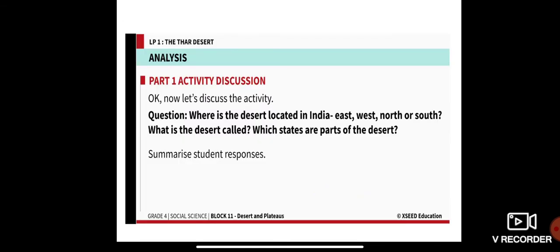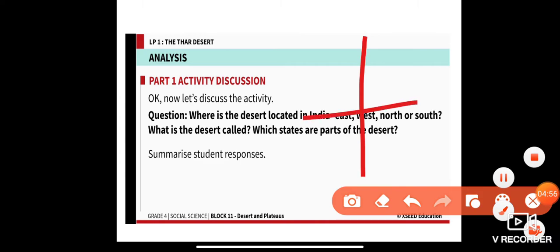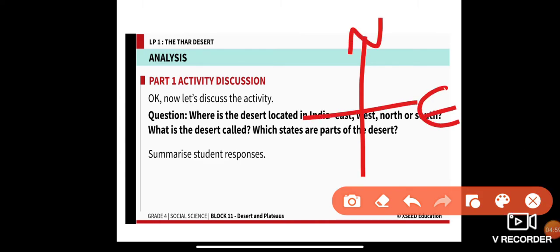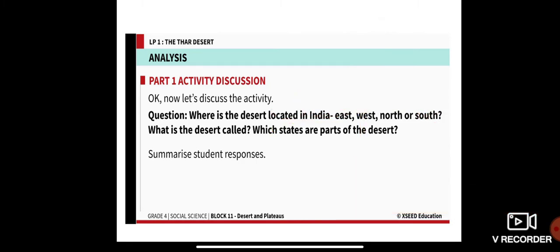So where is the desert located in India? Whether it's in the east, west, north or south. What is the desert called? What is the name of the desert? And which states are part of the desert?